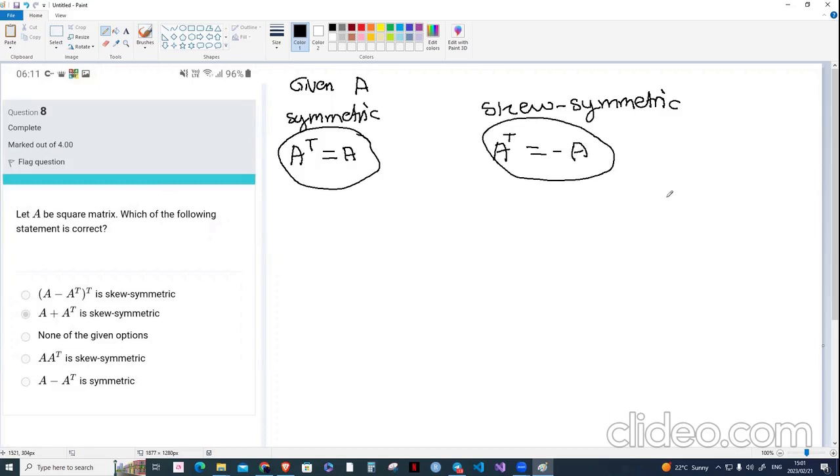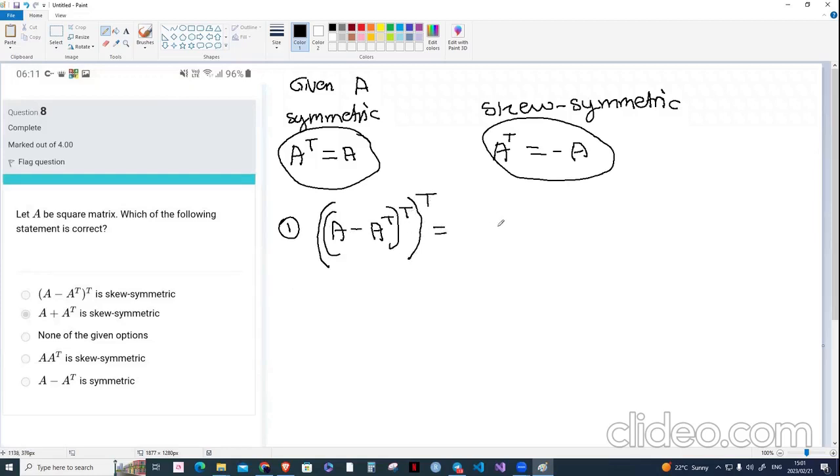So now let's answer this question. We need to figure out if the first one is skew symmetric. Figure out A minus A^T. This is the first one, right? When it's transposed, the whole thing, let's figure out what it is.